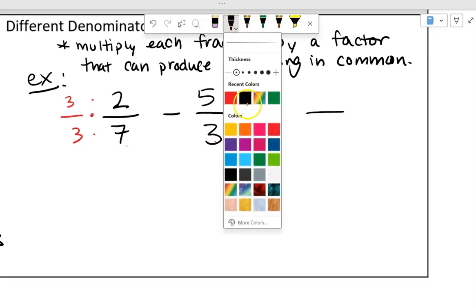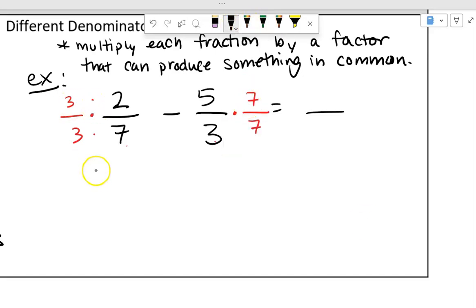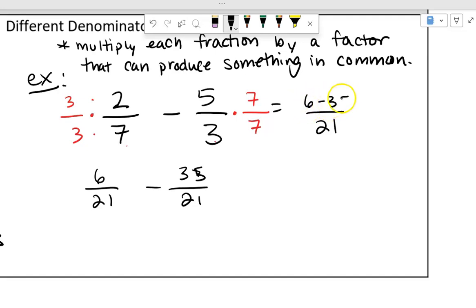So when I rewrite these fractions, I've got 3 times 2 is 6 over 21 minus 5 times 7 is 35 over 21. And now I have a common denominator of 21. And our common denominator is what's going to be part of our answer. On top, 6 minus 35, which equals negative 29, which is allowed. You're allowed to have a negative number.